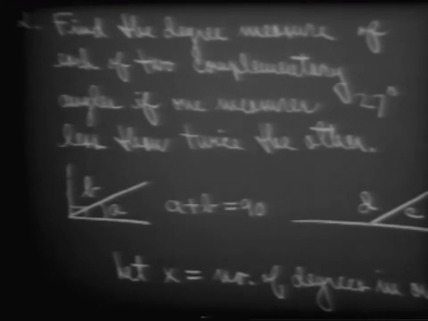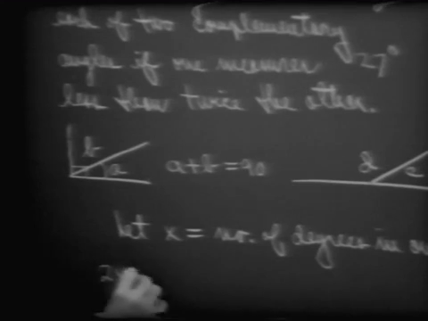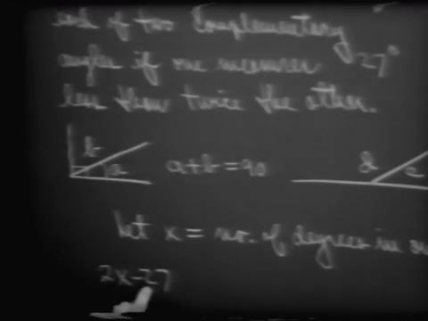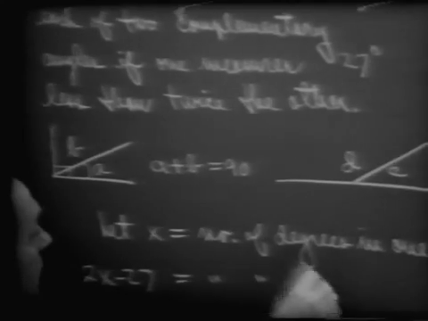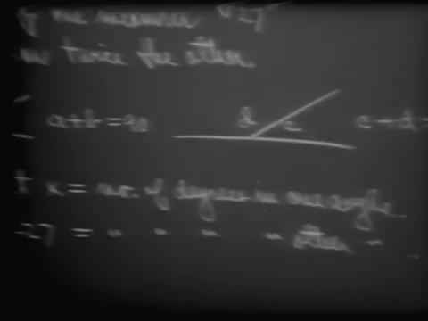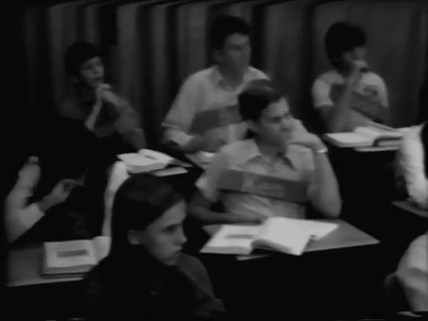Who can say something about that? Ron? 2x minus 27. One measures 27 degrees less than twice the other, so 2x minus 27 is the number of degrees in the other angle. Let me indicate it by these dittos. Now let's write a sentence. Who has a sentence that's going to pull it all together here? David? 3x minus 27.